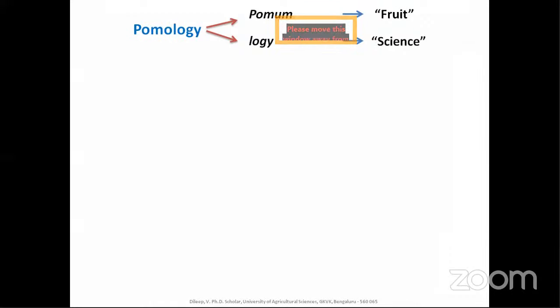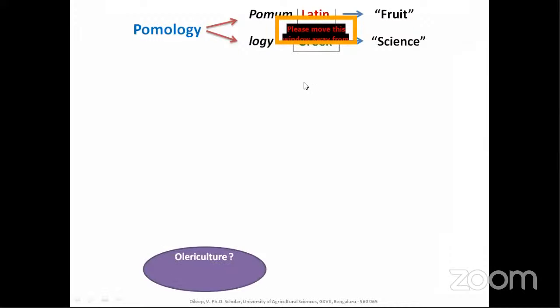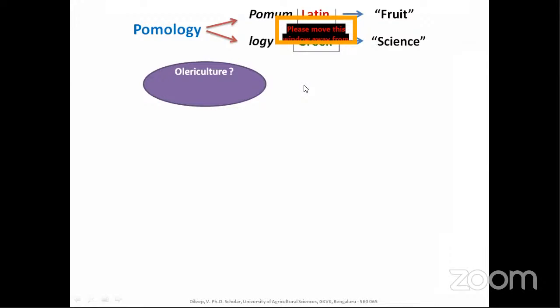So what is pomology? We all know that it's fruit science, and it contains two words, pomum and logy. Pomum means fruit and logy means science. From which language is it derived? Pomum is derived from the Latin language, and logy is from the Greek language. Here we have to get an idea on everything, for example, from which language olericulture is derived. Oleris means Latin and culture means English. So you have to read like this.